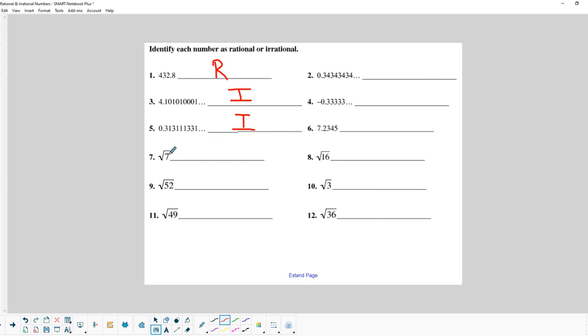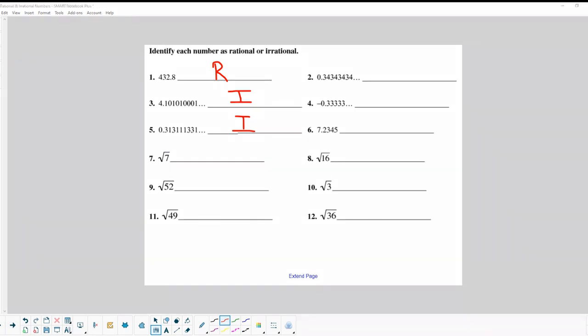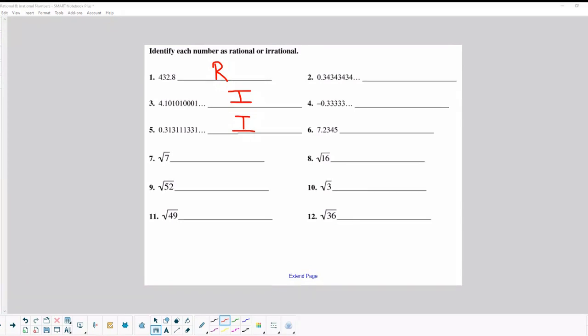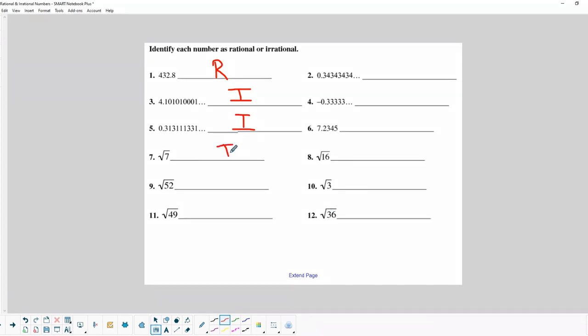If I take the square root of 7 on my calculator, it ends up being a decimal that doesn't terminate or repeat, and you can try this on your calculator if you want. In fact, let's grab a calculator and check one out. We're going to do the square root of 7. It's 2.6457113... Do you see how that decimal just goes out forever, never repeats or terminates? That's why this is an irrational number.